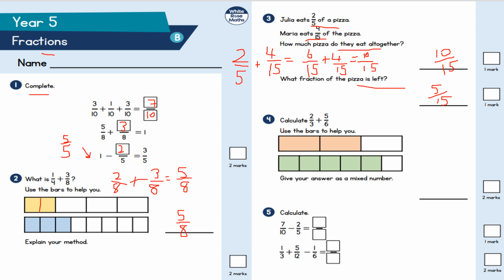Question number 4, calculate 2/3 plus 5/6. So 2/3 is the same as saying 4/6, using this bar model, because that's 2/3. So 4/6 plus 5/6 is equal to 9/6. Now that's what I call a top-heavy fraction. As a mixed number, it will be 1 3/6, or 1.5. Either one will suffice.